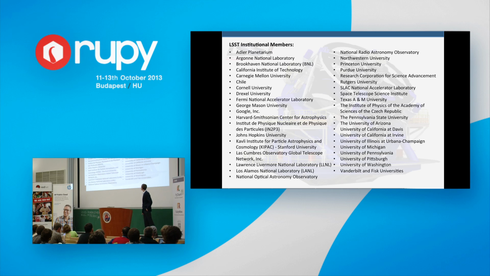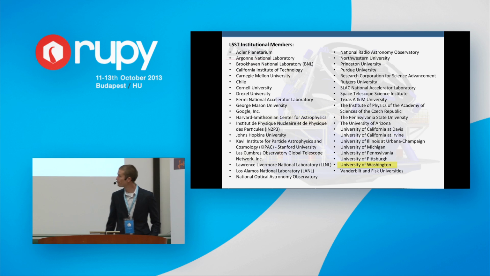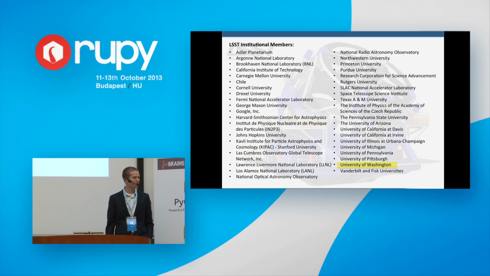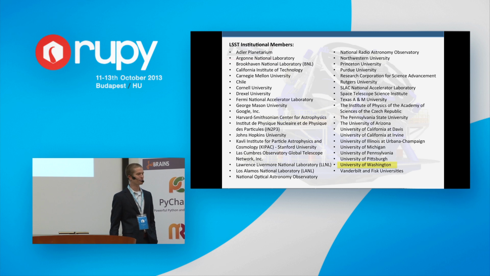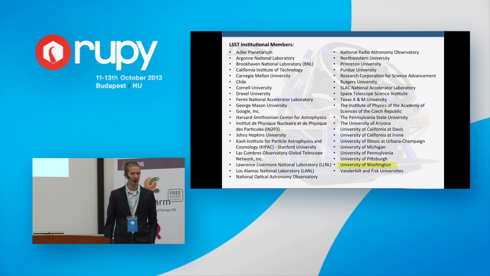So it's an extremely large project, and because it's so large, we have a lot of people working on it. These are all the partner institutions. A number of astronomers and researchers at each of those. I want to highlight just a couple. University of Washington, that's where I'm from. UW is home to the image simulation team, which I'll talk about in a second.